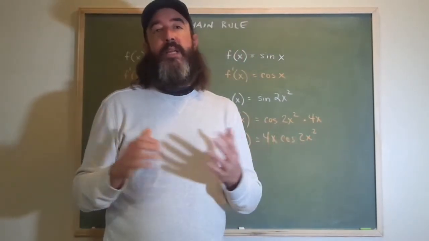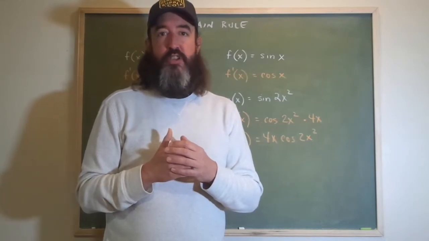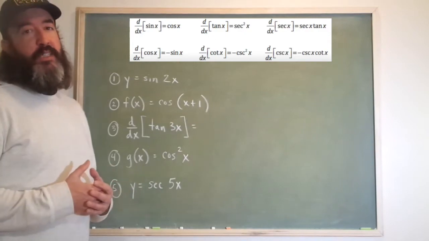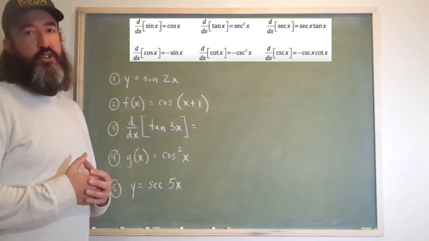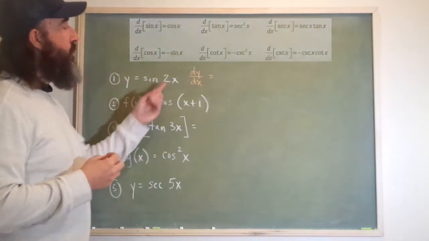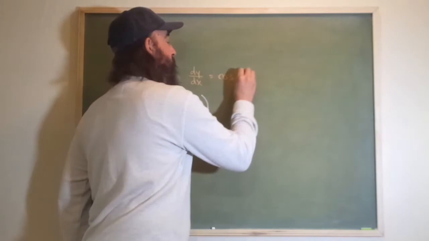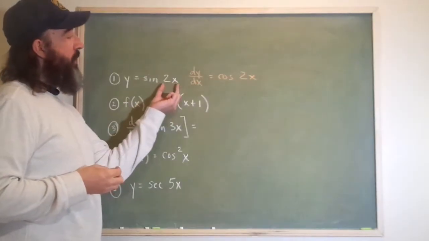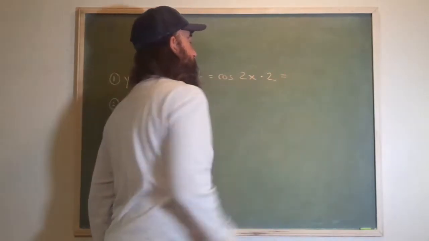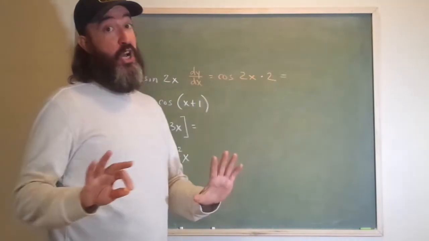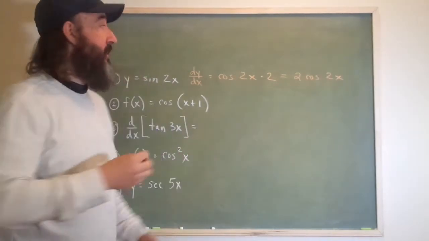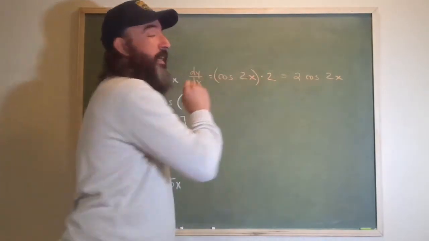Let's take a look at some more trigonometric functions that we can differentiate using the chain rule. Of course, to have success with differentiating these functions, you really need to know your 6 trigonometric derivatives. I know the derivative of sine is cosine, so the derivative of sine 2x is cosine 2x. But then I need to multiply by the derivative of 2x. I need to multiply this by 2. And of course, cosine of 2x times 2 is not cosine of 4x. It's 2 cosine 2x. Perhaps that's a bit more obvious if I think of cosine 2x like this.